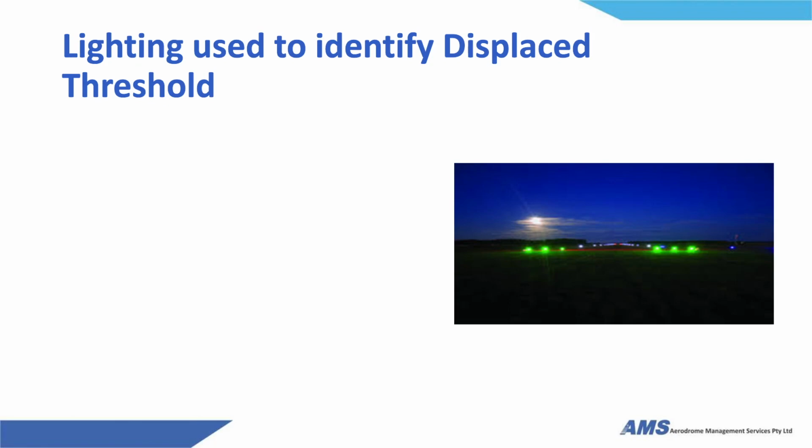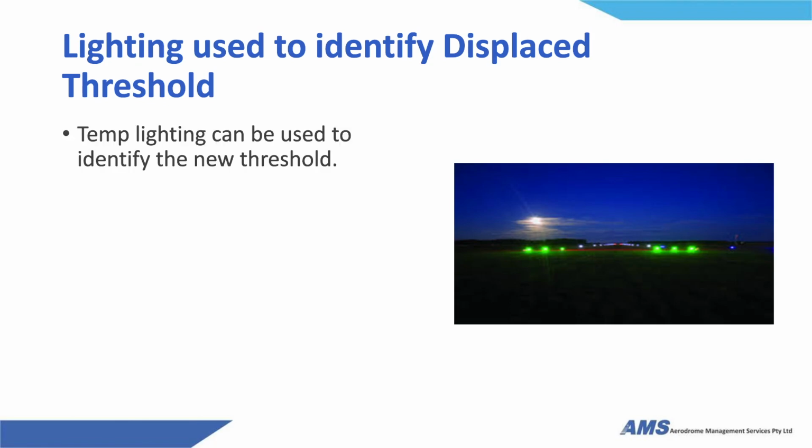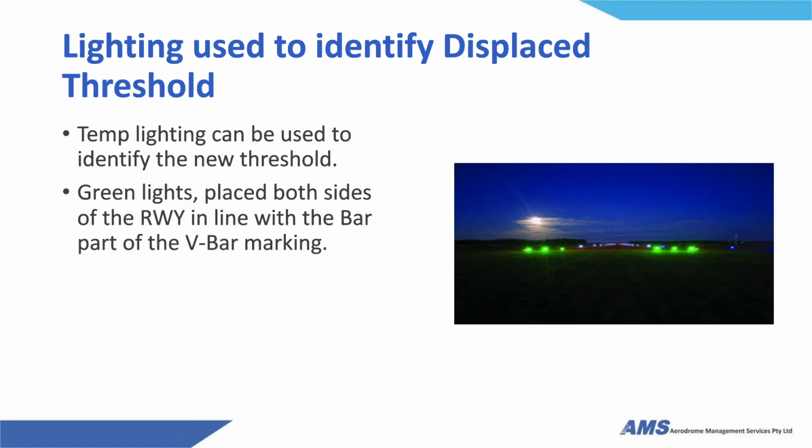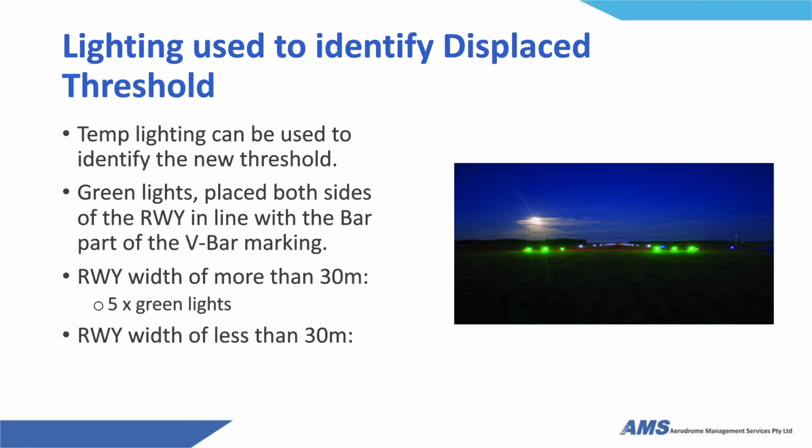We can use lighting to identify a displaced threshold. Now, temporary lighting can be used, and they are green lights placed on both sides of the runway in line with the bar part of the V-bar marking. For a runway width of more than 30 metres, 5 green lights either side of the runway need to be used. And for a runway width of less than 30 metres, then 3 green lights on either side of the runway can be used.